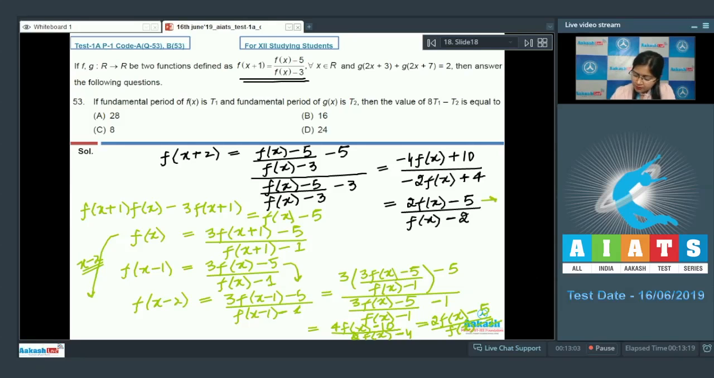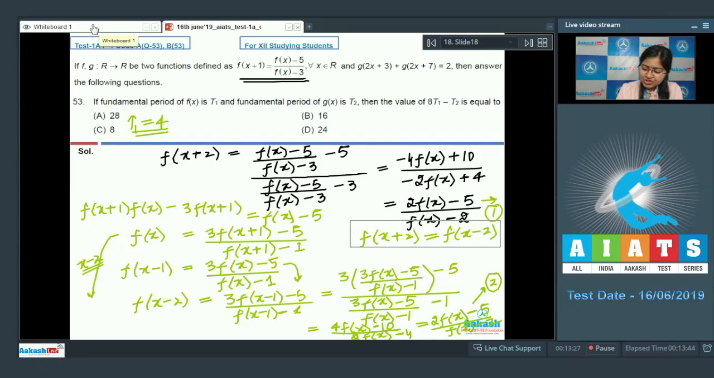So it can be observed from equation 1 and 2 that the value of f(x+2) is equal to f(x-2), which means that the fundamental period of f(x) is 4, right? So the value of T1 is equal to 4.